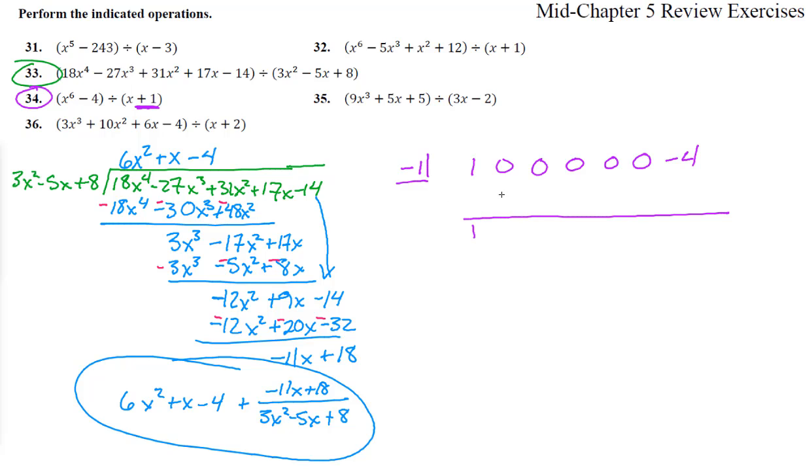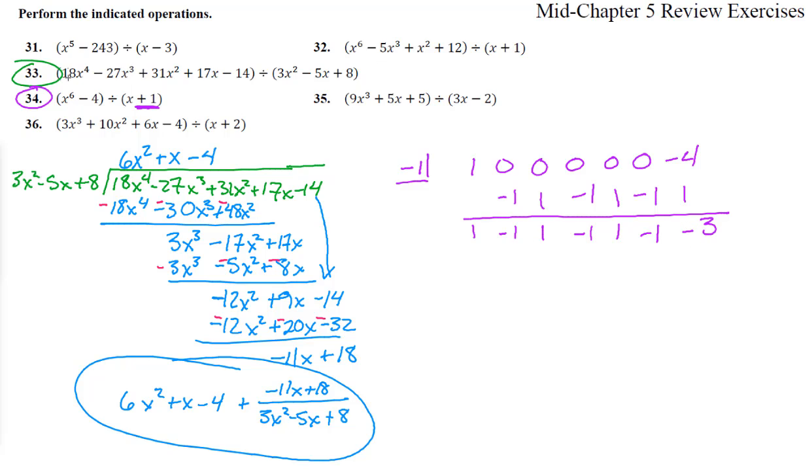1. Negative 1 times 1 is negative 1. 0 and negative 1 is negative 1, times a negative 1 is a 1. Add it and we get a 1. Negative 1 times 1 is negative 1. 0 plus a negative 1 is a negative 1. Times it and we get positive 1. 0 plus a positive 1 is 1. Negative 1 times negative 1. Negative 1 times positive 1 is a negative 1. 0 plus a negative 1 is a negative 1. Negative 1 times negative 1 is a positive 1. Negative 4 plus 1 is a negative 3. Oh boy. Okay, so there we go.